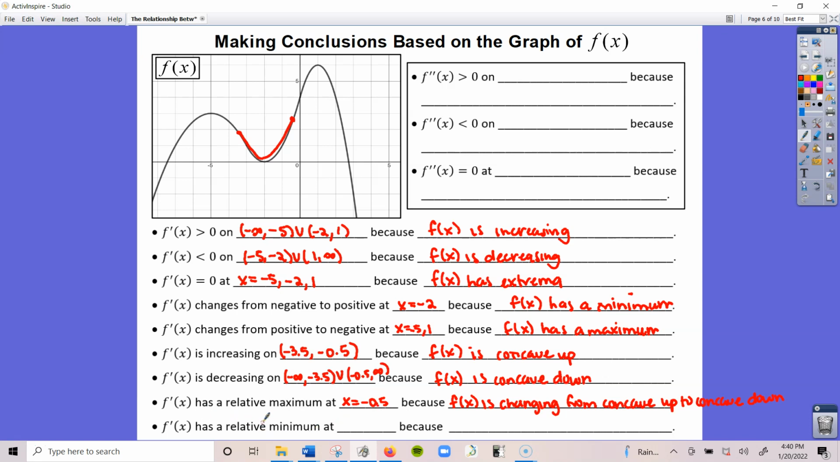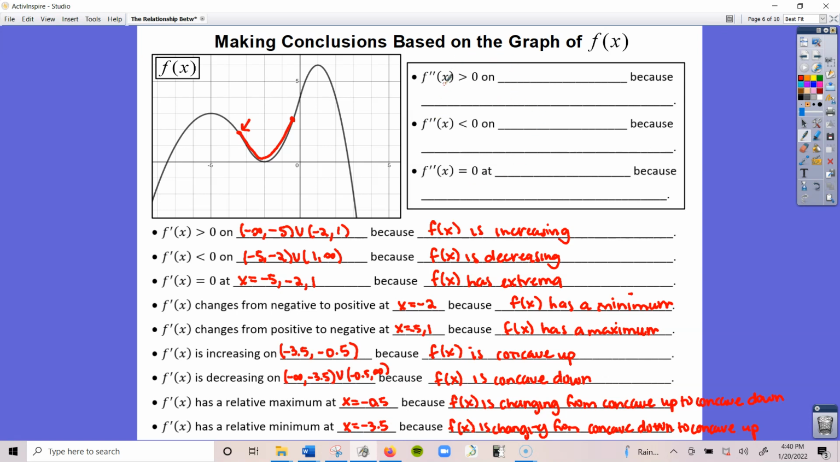Now looking at f prime of x, it has a relative minimum. So again, a minimum for the first derivative means that the second derivative changes from negative to positive. And if the second derivative changes from negative to positive, that means that f of x is changing from concave down to concave up. So here is concave down to then concave up. So this point right here would be the minimum of the first derivative, which is at x equals -3.5.